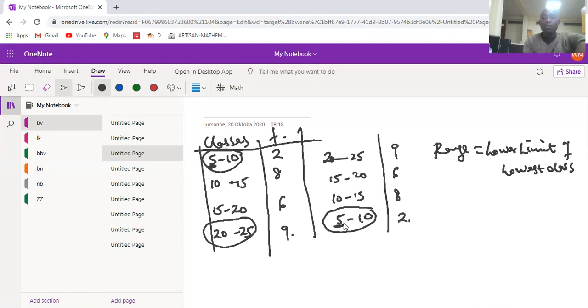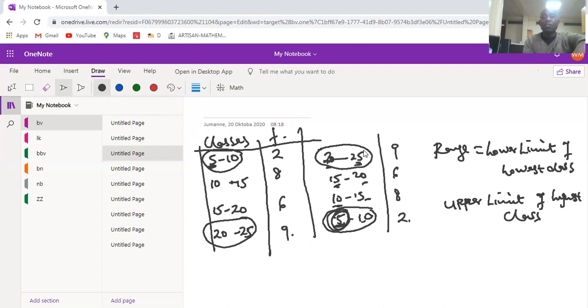Remember, we have got the lower limit, upper limit, lower limit, upper limit, like that. So take the lower limit of the smallest class and compare it with the upper limit of the highest class. The highest class is 20 to 25, because 25 is the highest value. So you take this as the upper limit of the highest class.